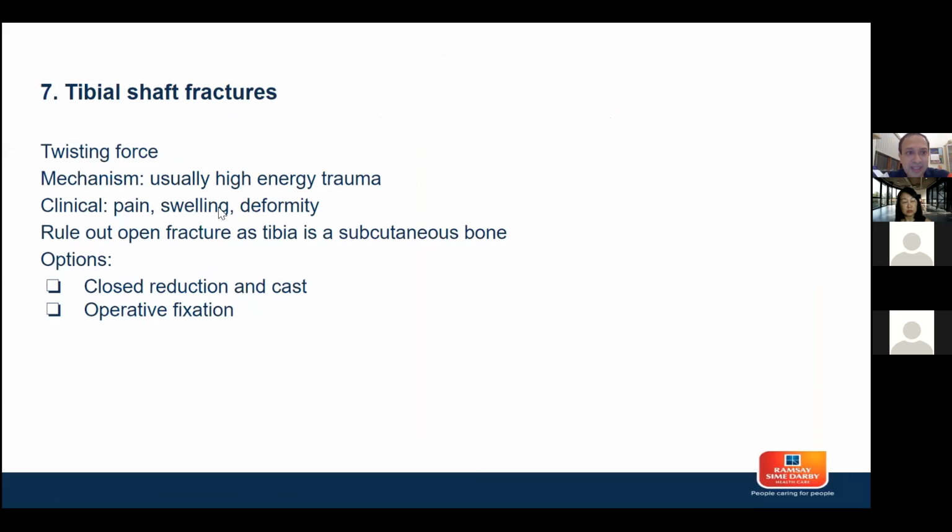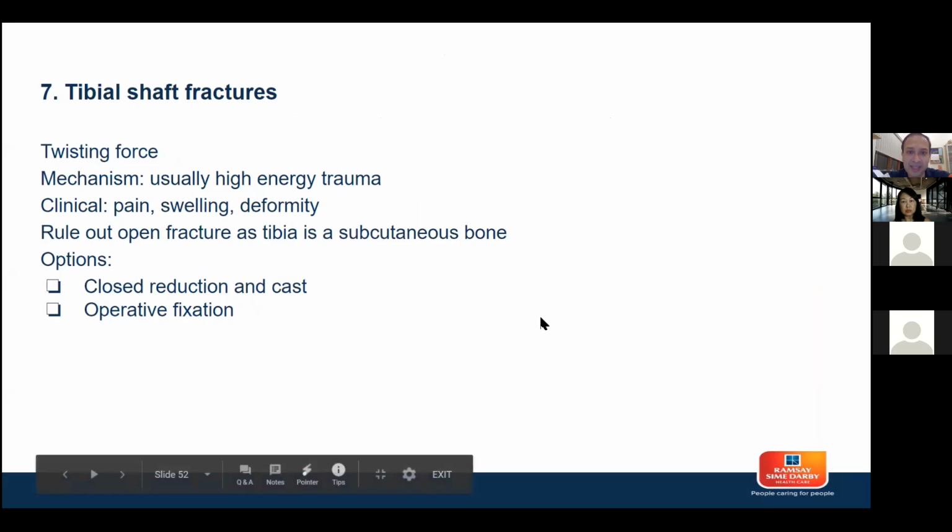Tibial shaft fractures, I actually don't have one of my own here. It's usually, again, similar to femurs. It's due to high impact. Diagnosis is quite simple: pain, swelling, deformity. Rule out open fractures because the tibia is a subcutaneous bone. Very easy to get an open fracture in the tibia. Options are there. You can use a cast for some cases. You can use an internal fixation in some cases, depending on the type of fracture, the type of patient, and also think of their rehabilitation thereafter.